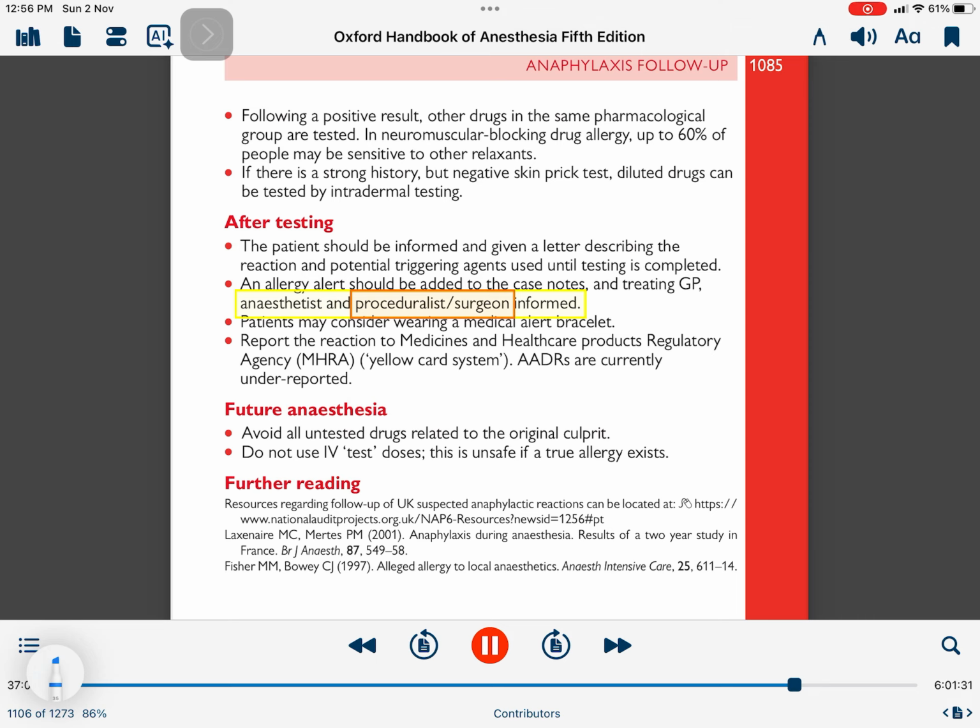anaesthetist and proceduralist surgeon informed. Patients may consider wearing a medical alert bracelet. Report the reaction to the Medicines and Healthcare products Regulatory Agency, MHRA, Yellow Card system. AADRs are currently underreported.